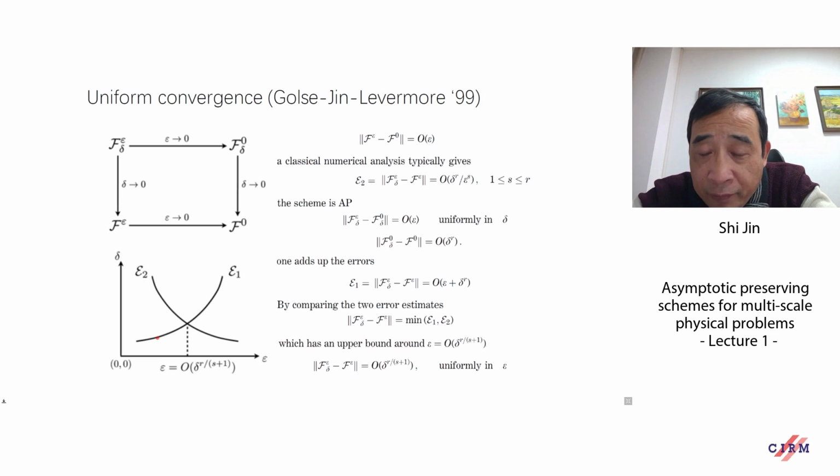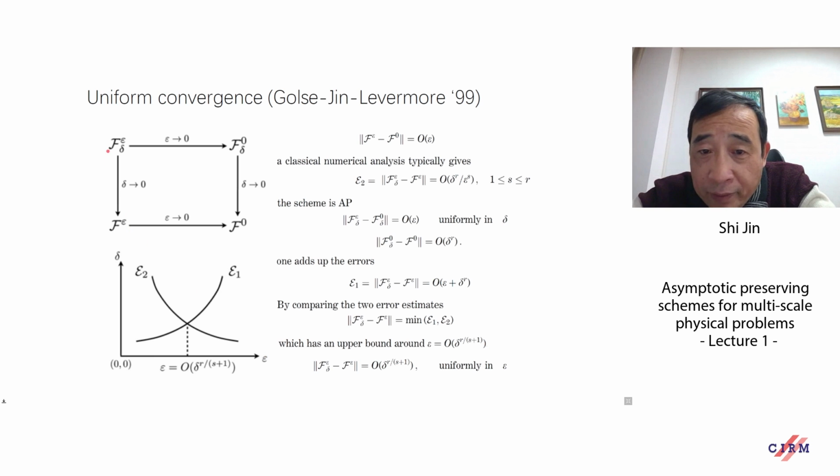So I have these two different errors. Clearly, both errors are correct, so I'm going to take the smaller one of the two. The worst case happens when they cross, that's when epsilon is essentially delta to the r over s squared plus 1. You plug this epsilon in either place, because here they cross, and on the right-hand side you get rid of the epsilon, you only have delta with a positive power.